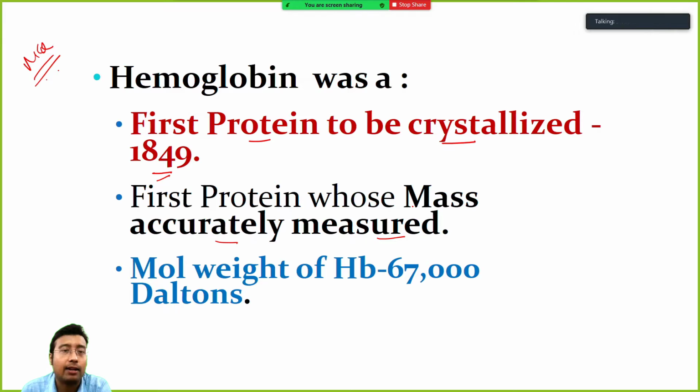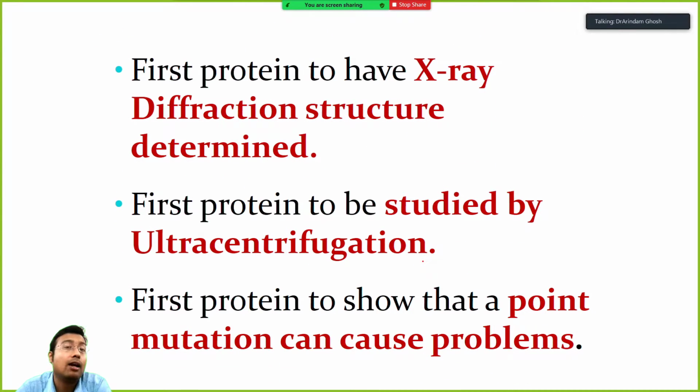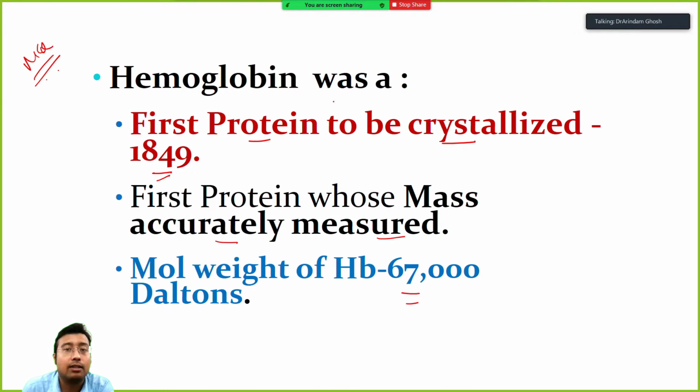Okay, and the molecular weight is actually 67 kilodalton, right? So, the first protein whose mass was accurately measured and the first protein that was crystallized, and the mass came to be around 67,000 dalton or 67 kilodalton. Not only that, since it was first to be crystallized, there are multiple studies that can be done on crystals.